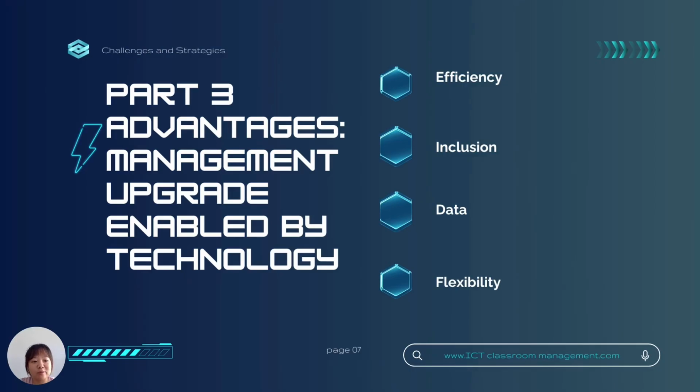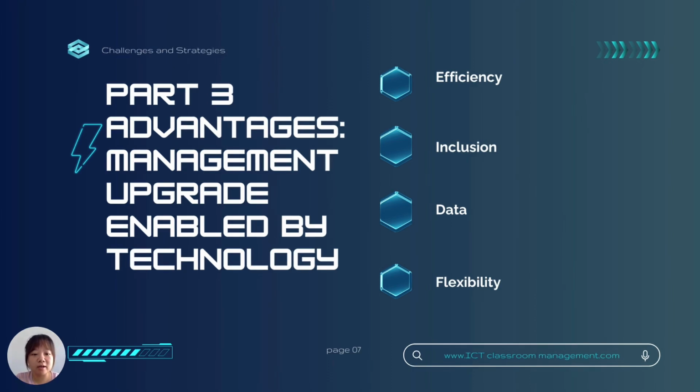Hello, I'm Tumongwing, and today I'd like to talk about something exciting: how technology is upgrading classroom management, not replacing teachers, not turning us into robots, but helping us teach and learn better, faster, and fairer. And I will walk you through 4 ways this happens with 4 simple words: efficiency, inclusion, data, flexibility.